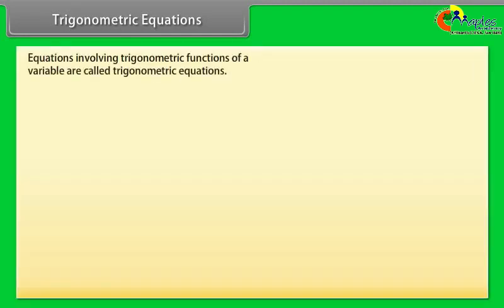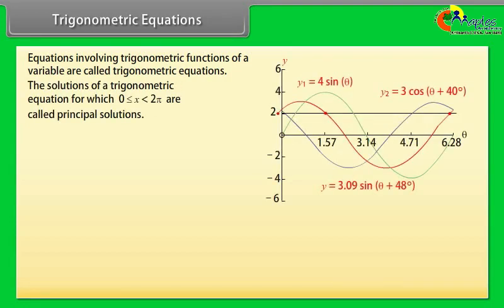Trigonometric equations. Equations involving trigonometric functions of a variable are called trigonometric equations. The solutions of a trigonometric equation for which 0 less than or equal to x less than 2 pi are called principal solutions. The figure given below shows the trigonometric equations.